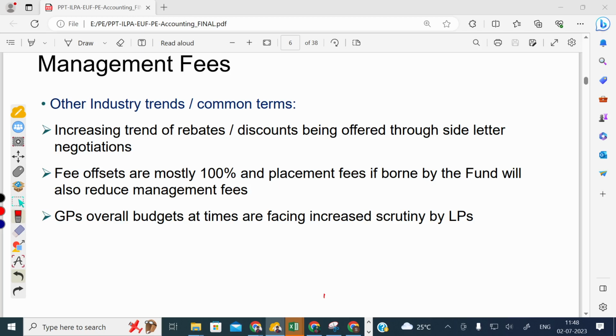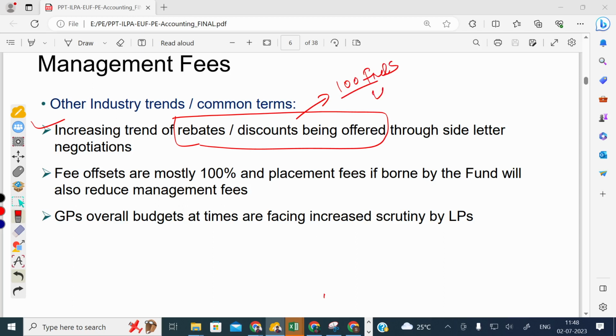So other industry trend, common terms: increasing trend of rebates and discounts being offered. Yes, I have seen that. Yesterday also I was just going through private equity documents, real private equity documents. I have reviewed around 100 private equity funds or LPAs, limited partnership agreements, where I have seen a common thing, that is rebates.